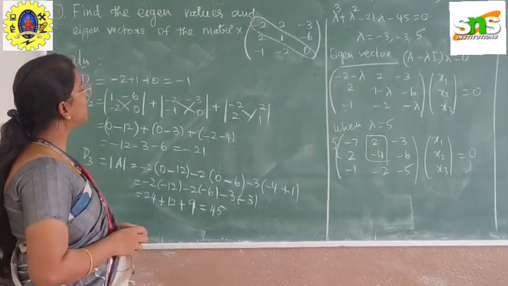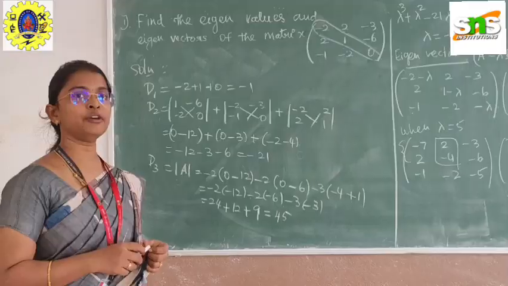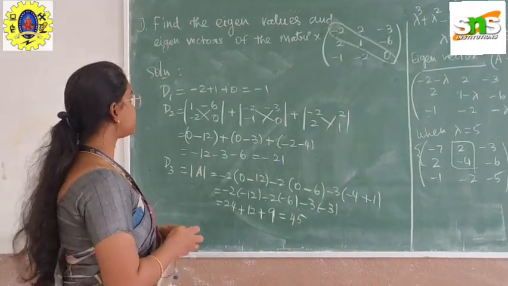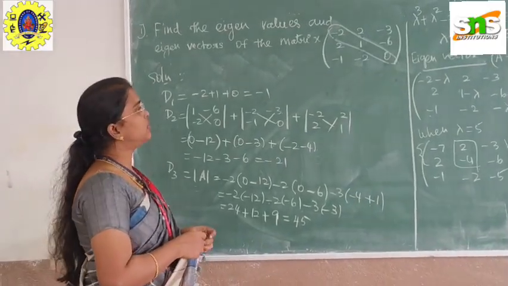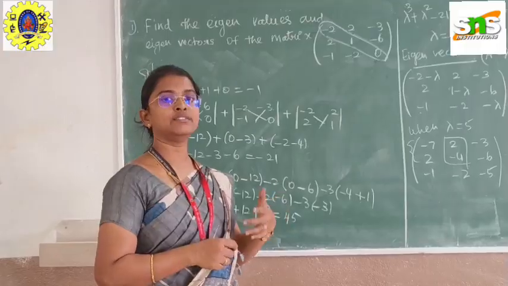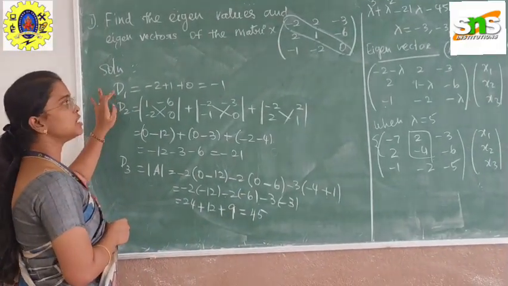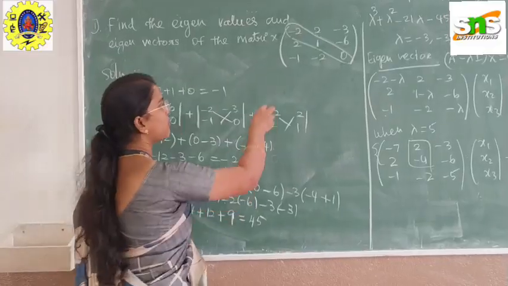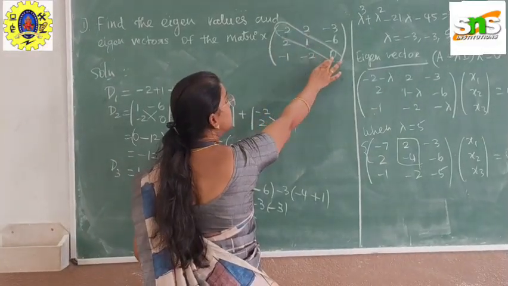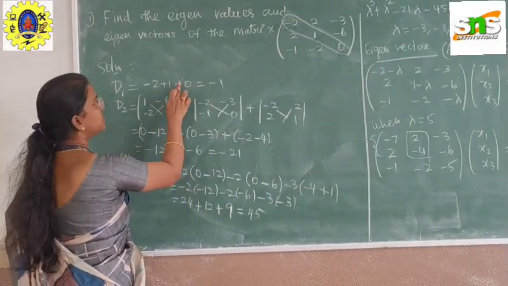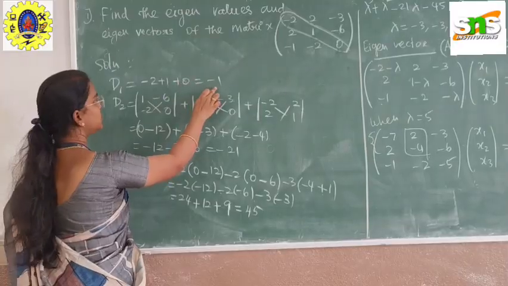So in this video, we are going to find the eigenvalues and eigenvectors of the matrix. For that, we are going to find the eigenvalues first. So for that, we are going to find d1, which is the sum of the main diagonal elements. Our main diagonal elements are minus 2, 1, 0. So minus 2 plus 1 plus 0 is equal to negative 1.